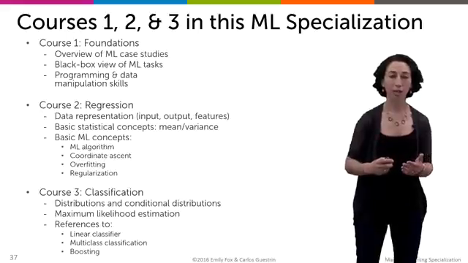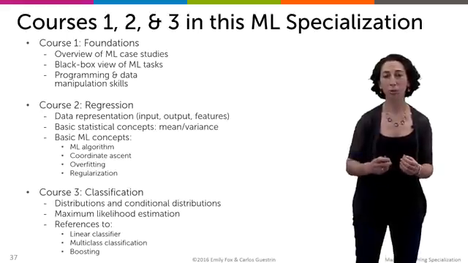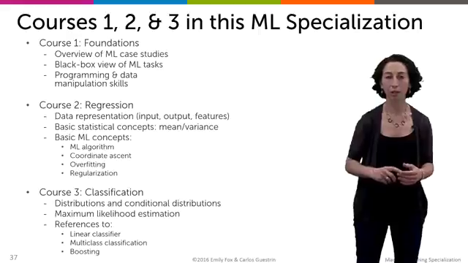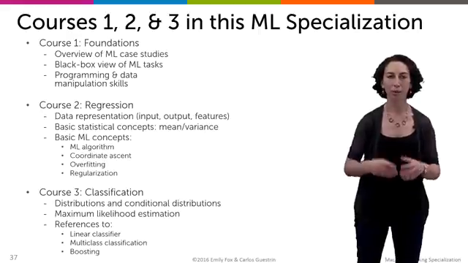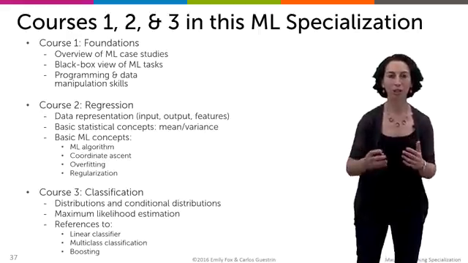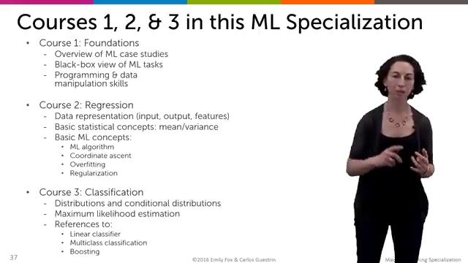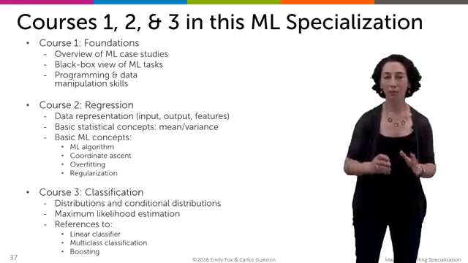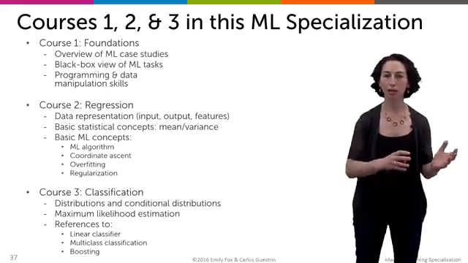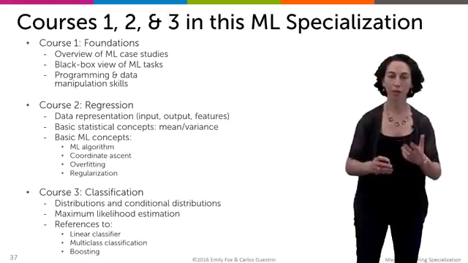Then coming out of the classification course, there are a number of things that are really crucial to the content that we're going to cover here, like distributions and conditional distributions and maximum likelihood estimation. And then there are a couple things that I'm going to refer to just to draw analogies, but aren't that critical, like ideas of linear classifiers, multi-class classification, and boosting. So if you haven't taken the past courses and some of these concepts maybe you only have a fuzzy idea about, I'd strongly encourage you to go back to these other courses and at least watch the videos related to these topics.